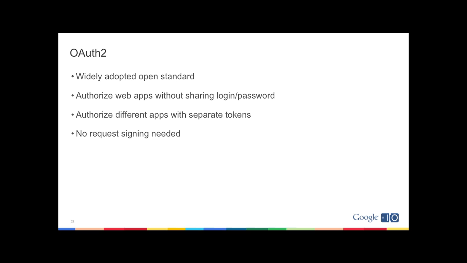Instead, what OAuth2 lets you do is authorize a particular application only to access Google storage. It can't also access all these other services. So it's a much narrower scope of authorization, so that's in general a better security practice. And you can authorize different applications with different tokens and revoke individual ones if you want to. And finally, in order to implement OAuth2, you don't need to do any request signing. And if anybody's ever tried implementing request signing using OAuth1 or HMAC, you know it's kind of tricky to get all the details right.